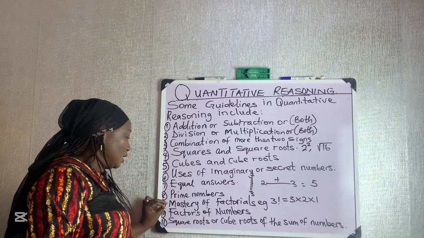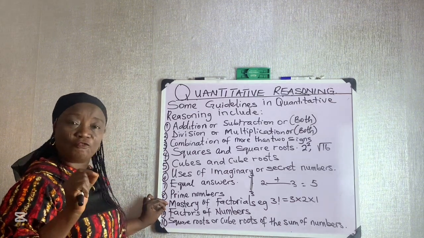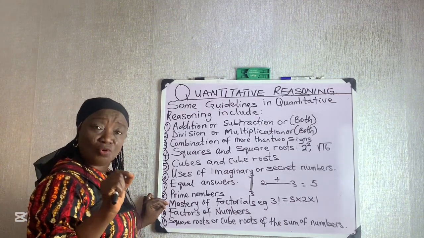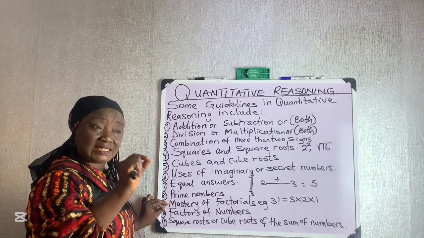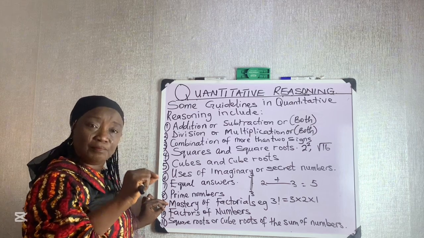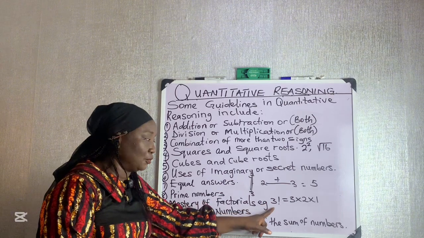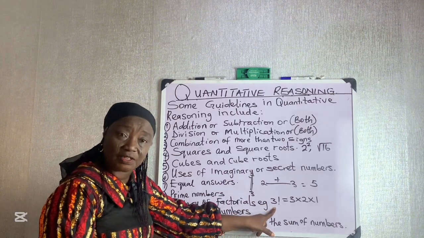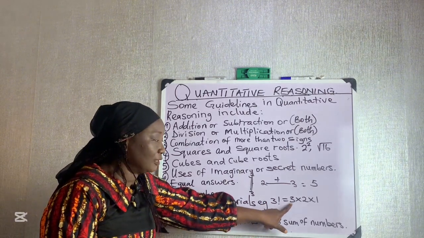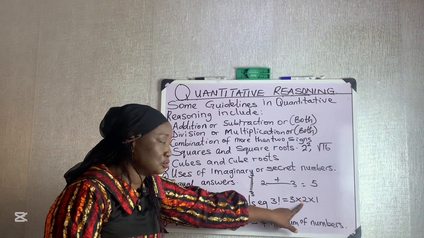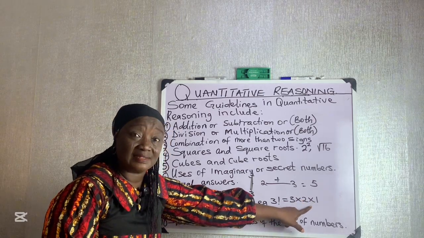Another thing we need to learn is mastery of factorials. That is, multiplying numbers in descending order. For instance, I gave an example on the board. This is 3 factorial. You now say 3 times 2 times 1. You know the answer is 6.